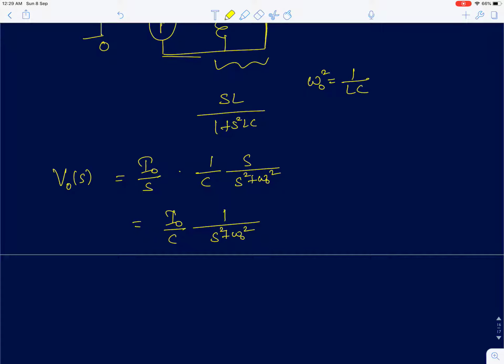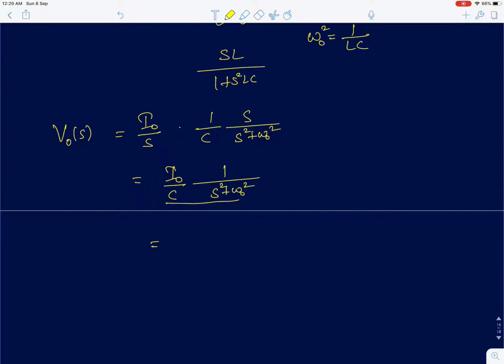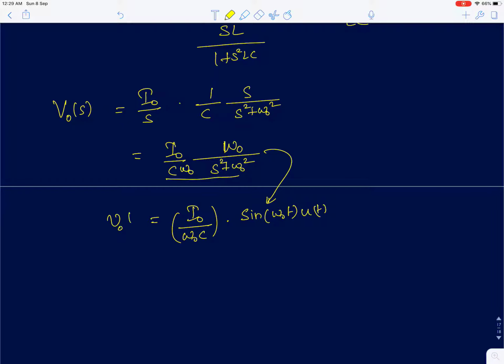Now all I need to do is to find the inverse Laplace transform of this, and I have my time domain output voltage for this parallel LC tank. So to find the inverse Laplace transform, I'll just multiply by omega naught and divide by omega naught. So I have I naught by omega naught C into sine omega naught t into u of t. We already discussed the inverse Laplace transform for this is sine in the last class. So this will be your output voltage across the parallel LC tank.